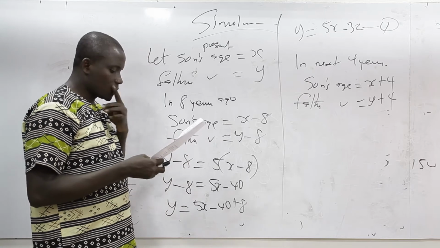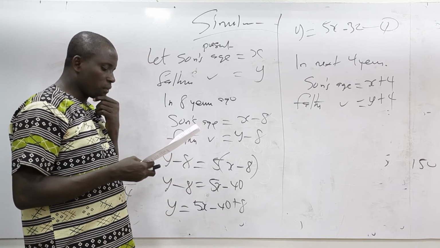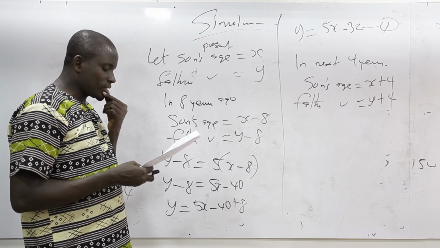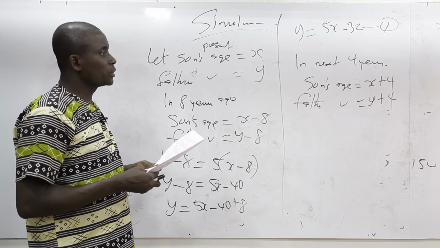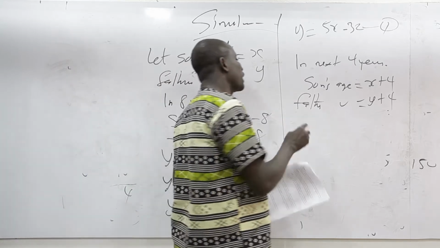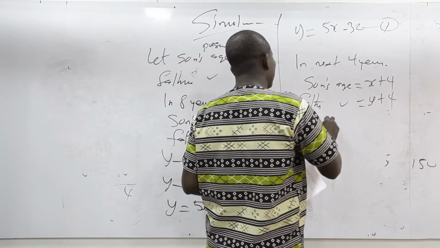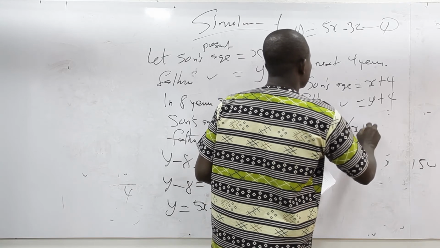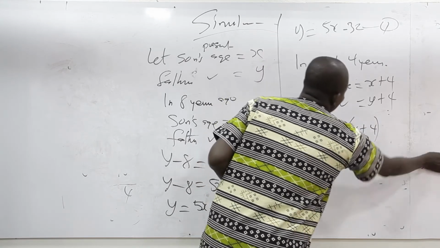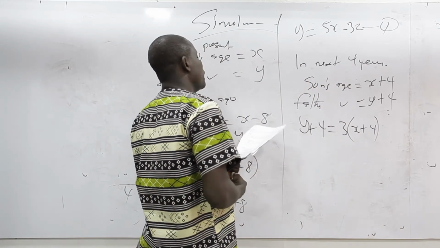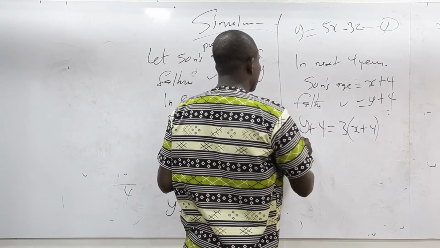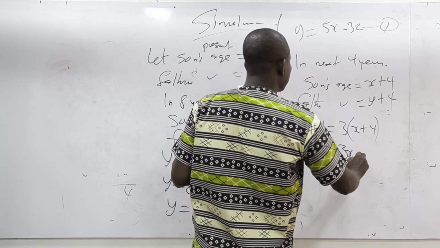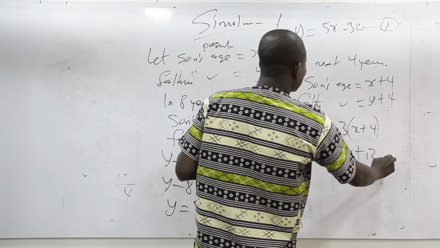And he's saying that he will be 3 times as old as the son in the next 4 years. So in the next 4 years, the father, which is y plus 4, will be what? 3 times x plus 4. Just follow it carefully. And here, you'll be having y plus 4 is equal to 3x plus 12.